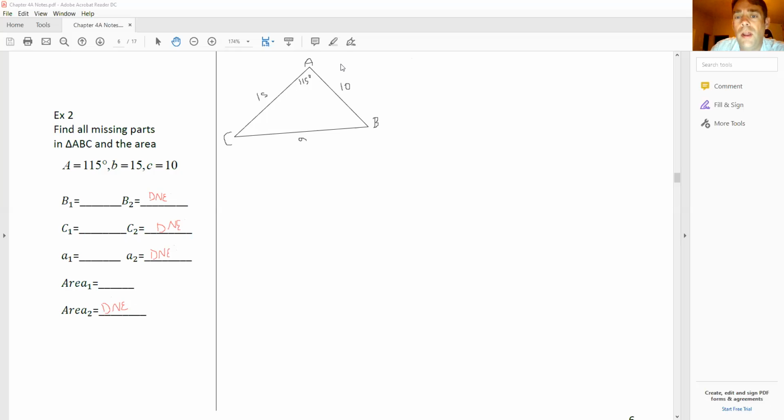And we can go through and actually figure out what all these values are. So I'm going to start off, I'm going to find A here. Then I could actually find my area to begin with, because you notice they gave me all the values I need to figure out my area.